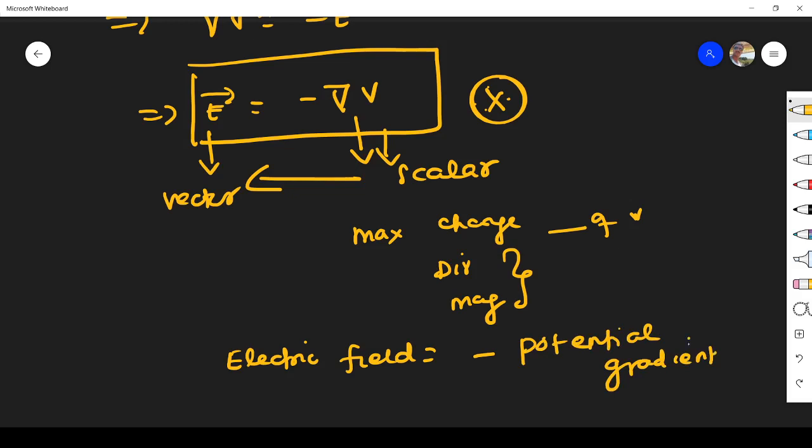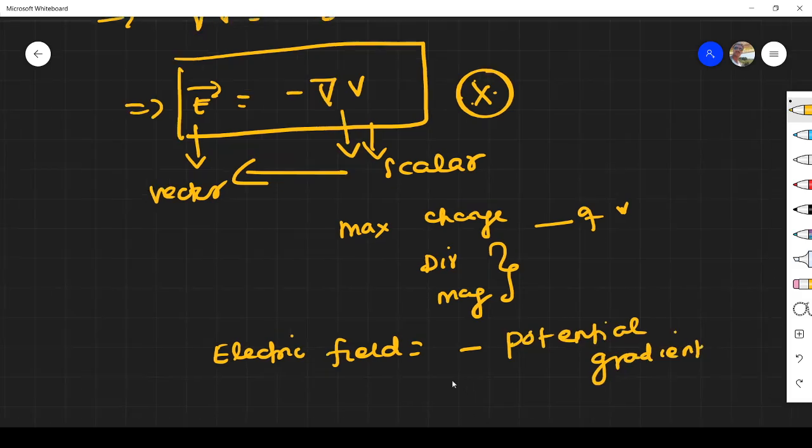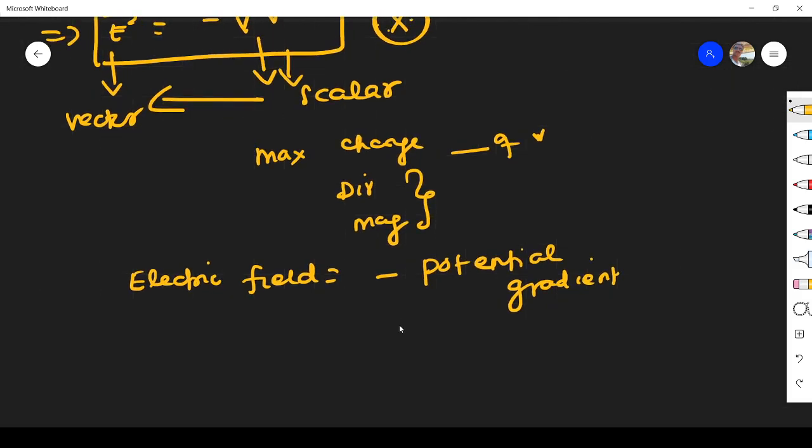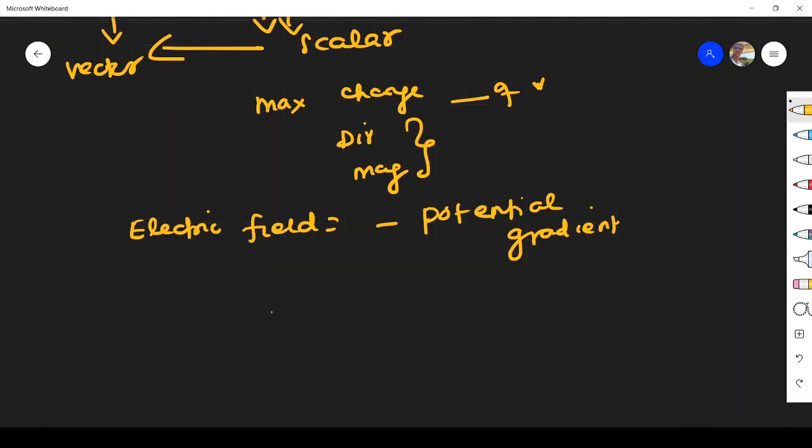V is potential. That's why E is equal to minus del V, which is nothing but the gradient of potential, or potential gradient. See, what is potential gradient? It is the maximum change. Already we studied that electric field goes in the direction of decreasing potential, right? Maximum change in potential, but in the negative direction. That is a decrease, that means high to low. I hope you remember this.